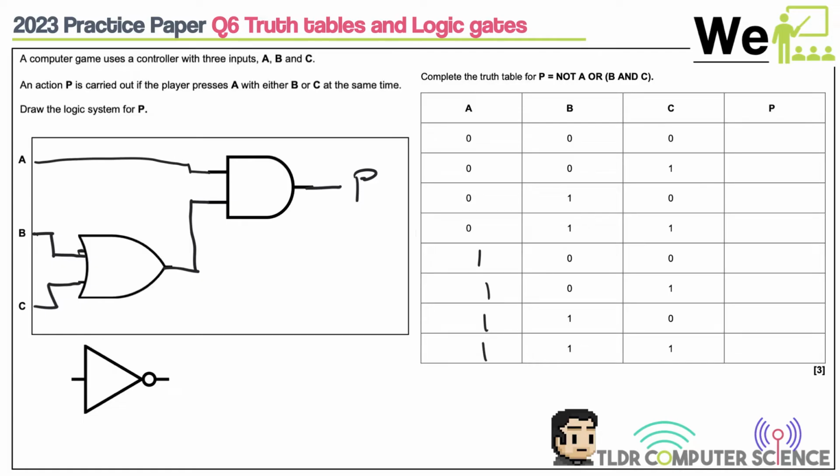Now, a nice way of doing this quite simply is that if we have an AND gate, and one of the inputs is 0 on the AND gate, does it matter what the other input is? So if that's 0 for A, does it matter what the other input is? No. So anywhere where A is 0, guess what the output's going to be?